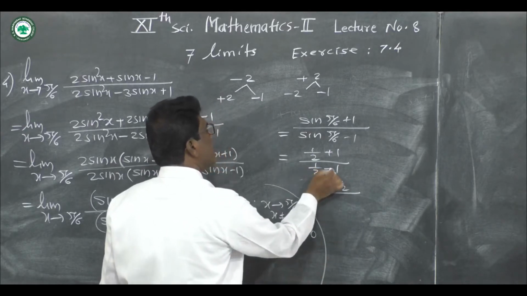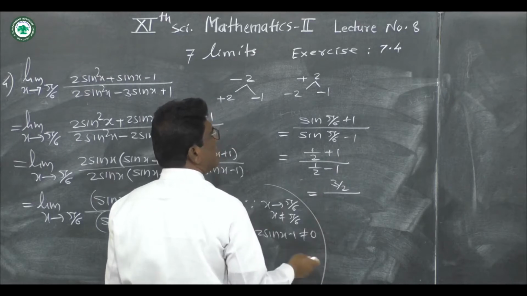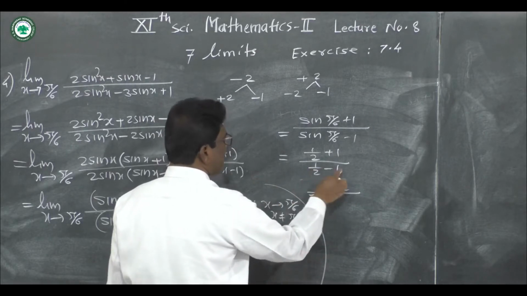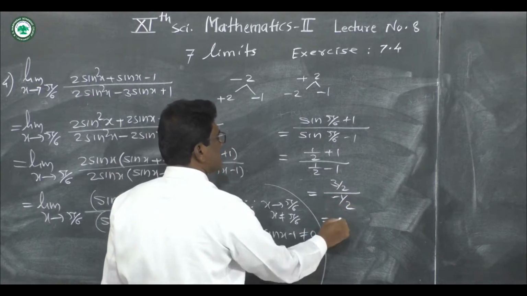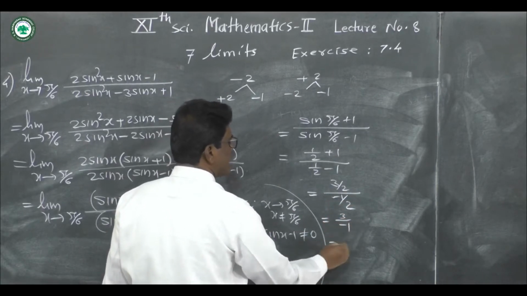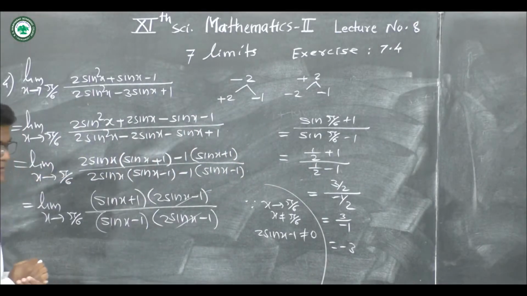Here 1 minus 1 half, that is 1 minus 2 divided by 2, 1 minus 2 is minus 1 half. Now this 2 and 2 get cancelled. So it is 3 upon minus 1. So it is equal to minus 3. So this is the solution for the fourth problem.